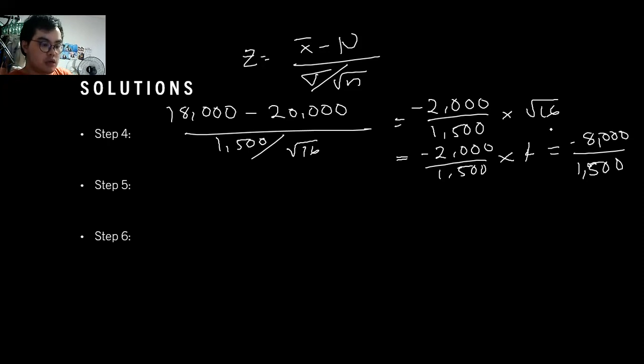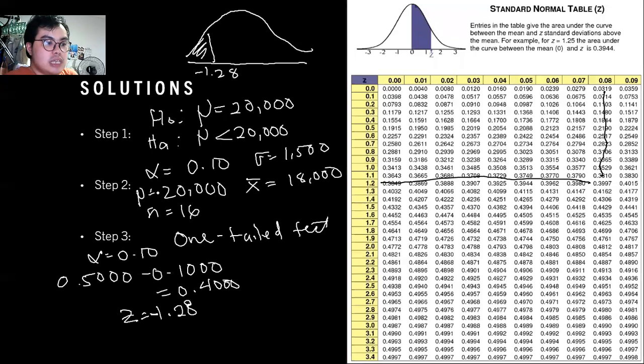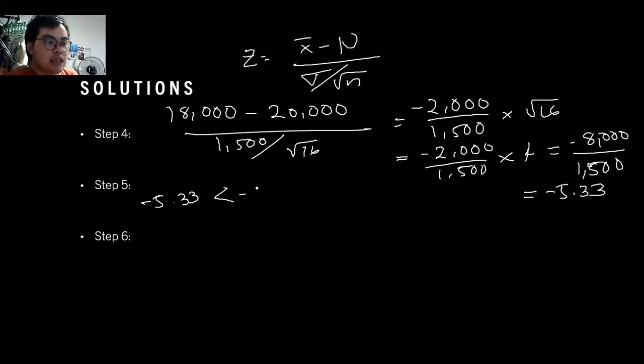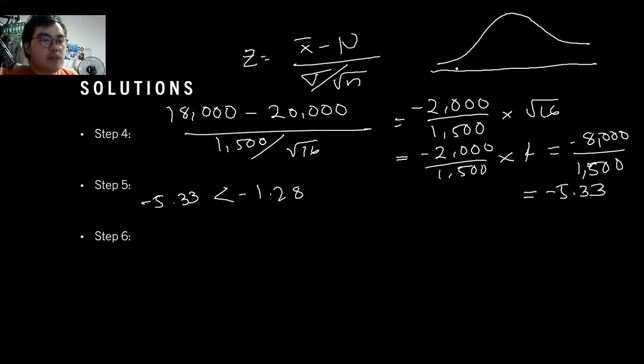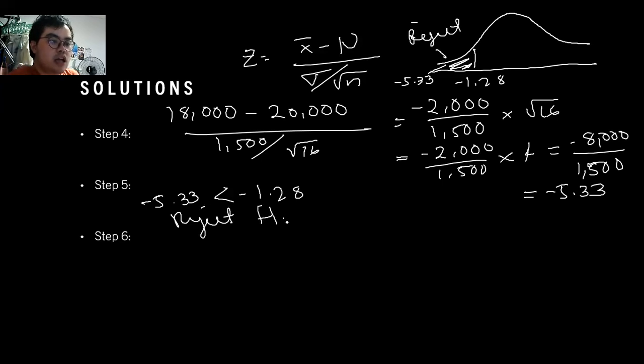Okay. So the final answer is negative 5.33 approximately. So nina-round off siya to 2 decimal places para hindi siya nakakalito. So negative 5.33. So comparing with the z-value which is negative 1.28. Ayan, finally, this is less than na siya. So drawing the normal curve. So this is negative 1.28. Tapos isi-shade na natin to. So, nandito si negative 5.33. So, nasa reject na siya. Okay, so we can tell that reject the null hypothesis.